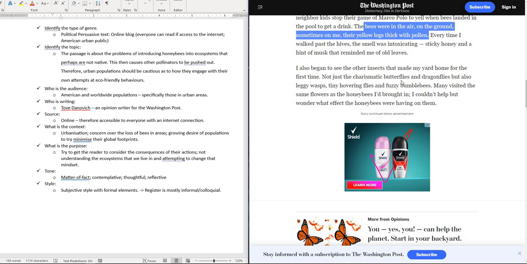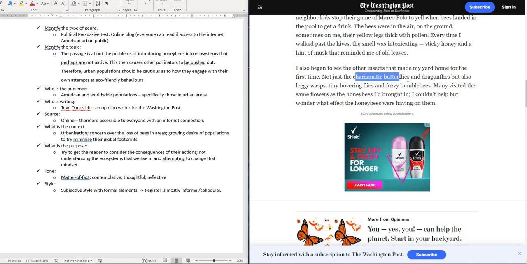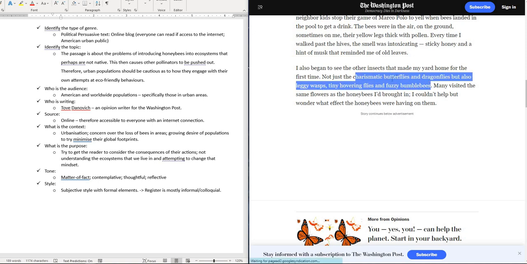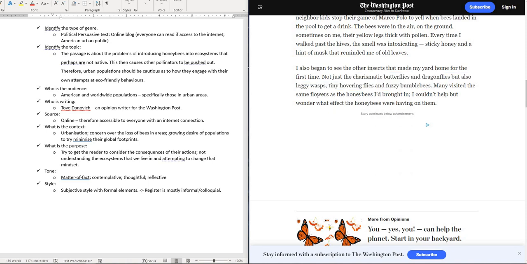Then we also look at how he describes the charismatic butterflies and dragonflies, the leggy wasps, the tiny hovering flies, and the fuzzy bumblebees. These are all cute and adorable and emotive. And the intention, of course, is to make us feel more charitable towards the other insects that we haven't actually considered as pollinators, rather than just the honeybees. So he's saying a diverse ecosystem is important, and we cannot forget that.